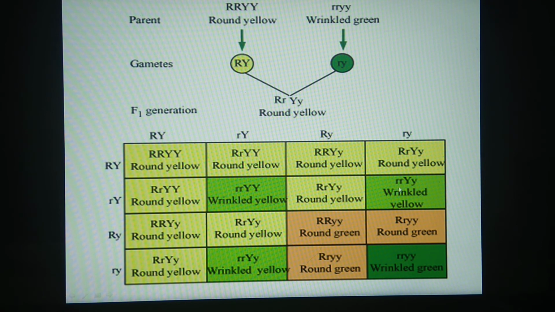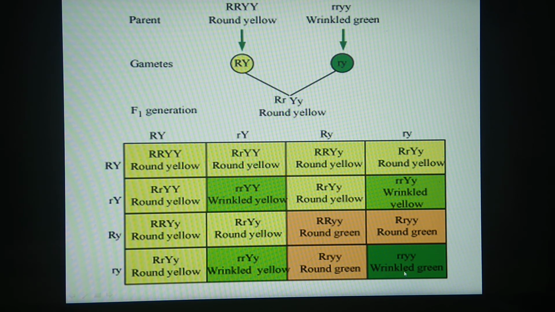Small r for wrinkled, capital Y, small y is hybrid. So we'll be getting 3 plants as wrinkled yellow, 1, 2 and 3. So 9 are round yellow, 3 are wrinkled yellow, these 3 are round and green, and only 1 is wrinkled green seed. So what will be the phenotypic ratio?